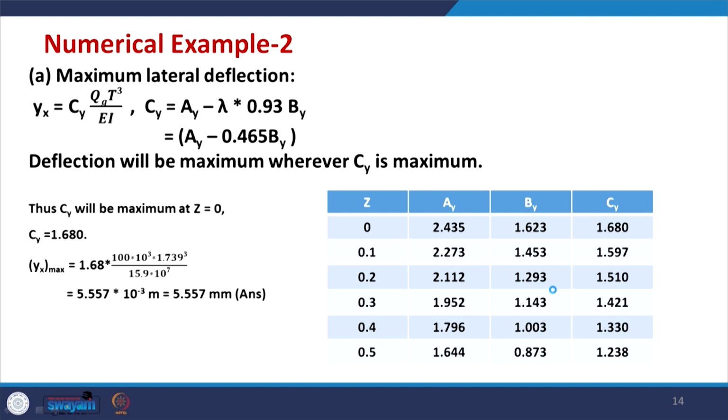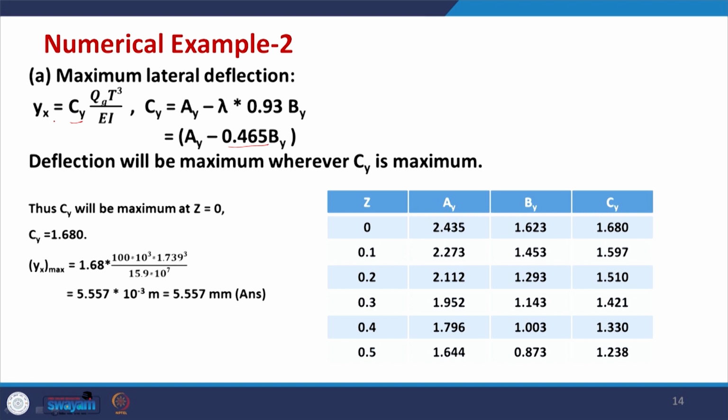So, what you have here, Cy in this case, is calculated from this relation given here: Ay minus lambda into 0.93 By, where lambda is 0.5. So you put the value of lambda as 0.5 and you get this factor 0.6465. Deflection will be maximum wherever Cy is maximum, because in this case Cy is varying with the depth and Yx will be proportional to Cy, as other factors are constant.